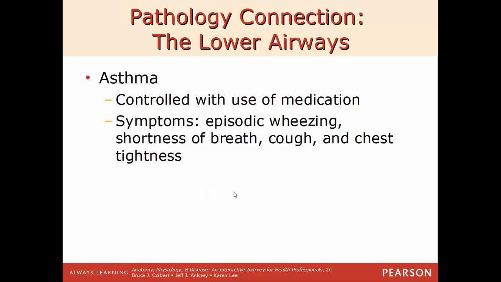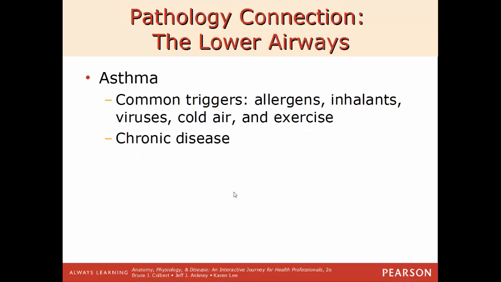Now, asthma can be controlled with medication. Some common symptoms of asthma: episodic wheezing, shortness of breath, cough, and chest tightness. Now, some common triggers for an asthma attack: allergens, inhalants, viruses, exercise, even cold air. And some chronic diseases can also be a trigger for asthma.